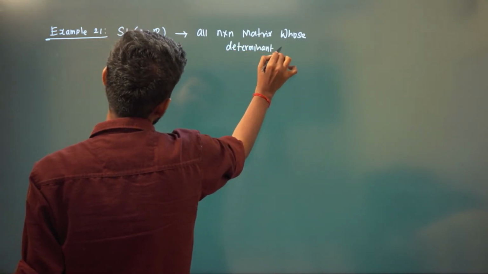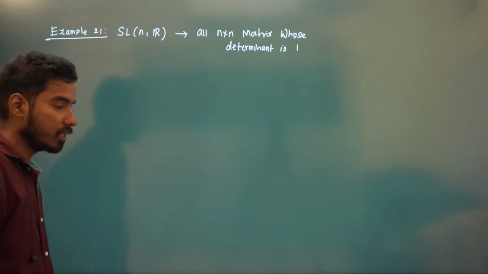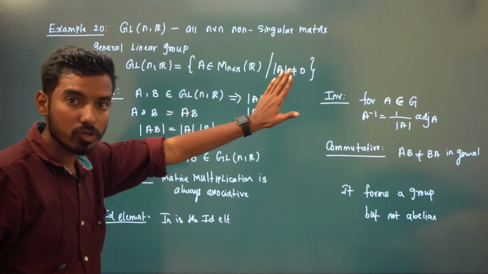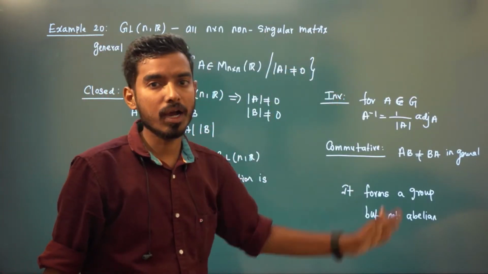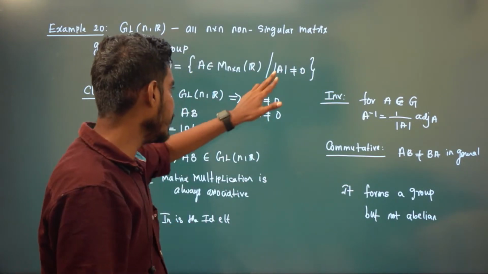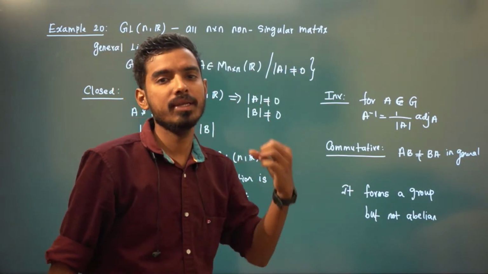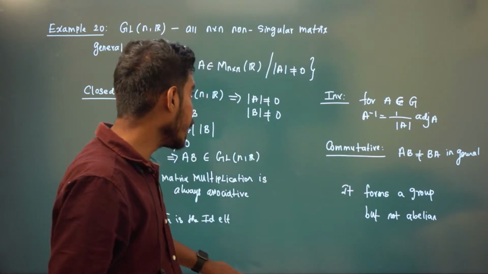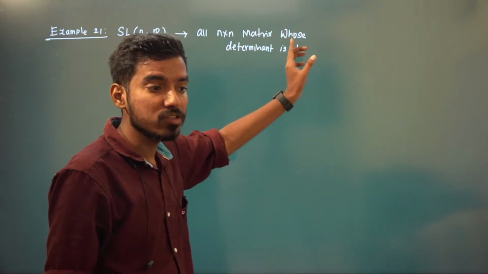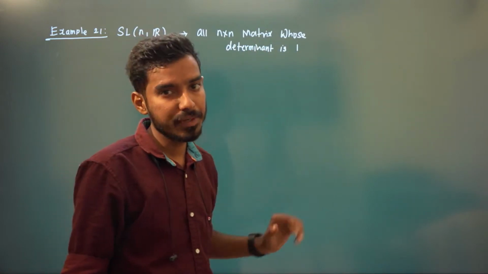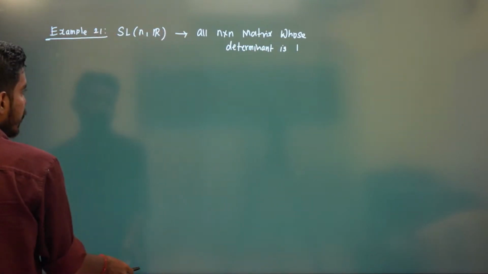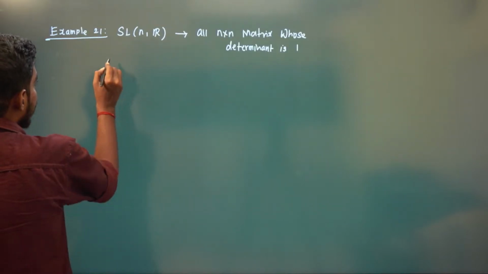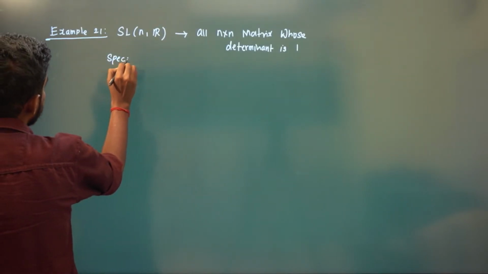Whose determinant is 1. In GL(n, R) you will have all those with determinant not equal to 0. But that means the determinant can be 2, 3, 4, 5, minus 100, or 1000, anything. Here I am collecting all those matrices whose determinant is 1. Then this set will also form a group. It is called the special linear group.